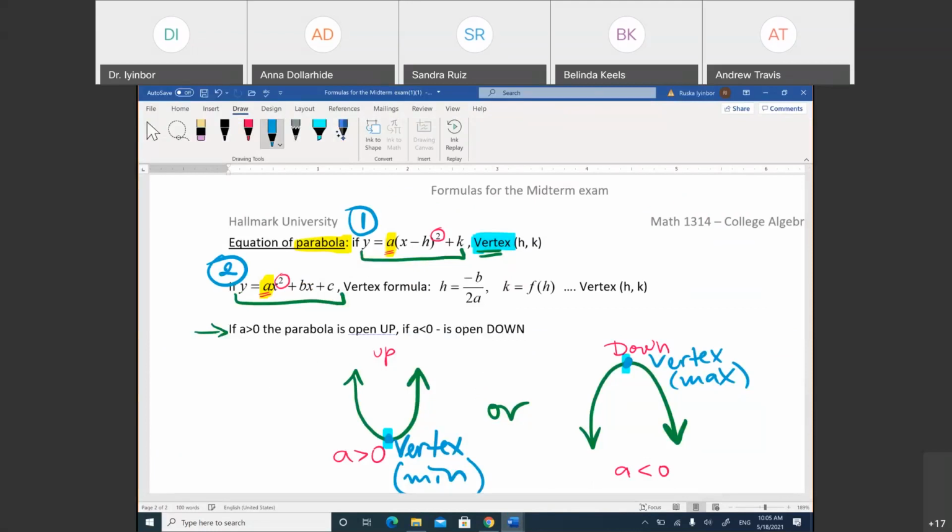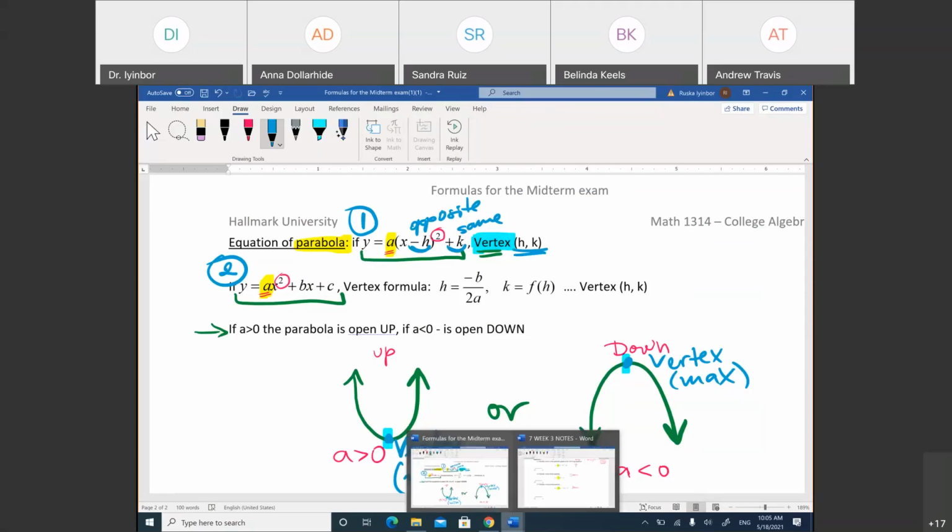So if the equation looks like parentheses squared and a number in the end, it's easier, the first form, it's easier to find the vertex because the vertex is the opposite of the number inside and the same number in the end. That's your vertex, because this negative is the opposite of the inside, and the same number in the end. That's your vertex, H and K. You see that?